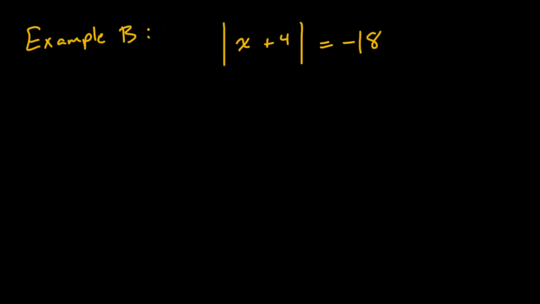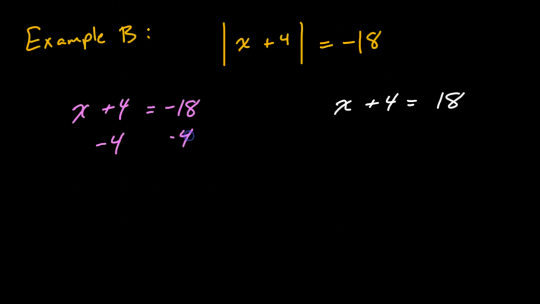Let's do another example here. We've got the absolute value of x plus 4 equals negative 18. So I'm going to solve it out. x plus 4 equals negative 18, or x plus 4, and I change the other side into positive 18. And we'll test it. Subtract 4, I get x equals negative 22, or subtract 4, I get x equals 14. However, there's a big problem here.